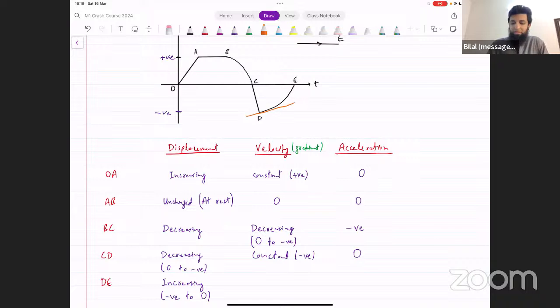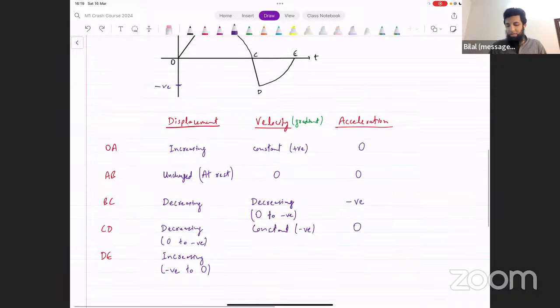This is less steep here. This is more steep. So in the positive direction, it's getting steeper. The gradient is increasing. Since the gradient is increasing, that means the velocity is increasing.